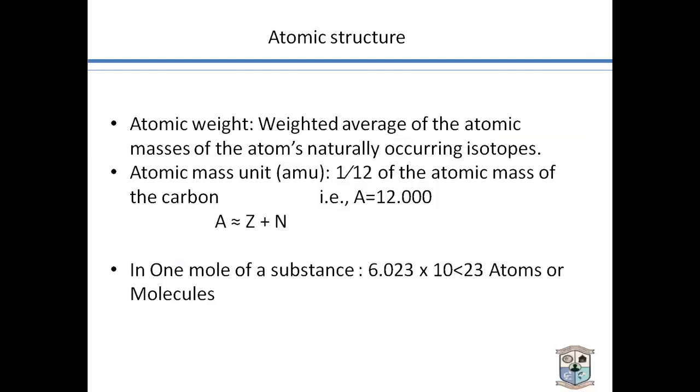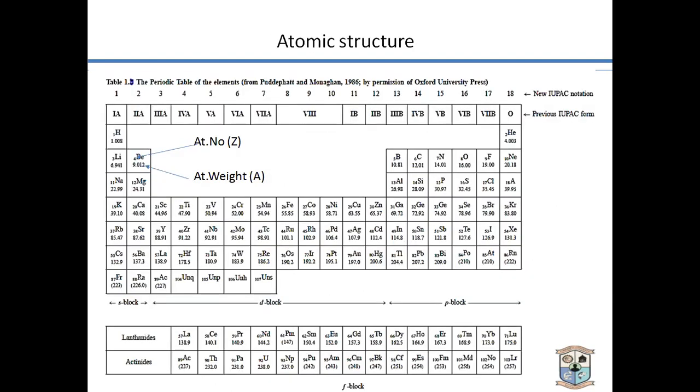Atomic weight, to repeat, is a weighted average of the atomic masses of the atom's naturally occurring isotopes. Then the AMU is 1/12 of the mass of the carbon isotope whose nucleus has 6 neutrons and 6 protons. So 1 mole of a substance is equal to 6.023 times 10 to the power 23 atoms or molecules, which is known as Avogadro's constant.